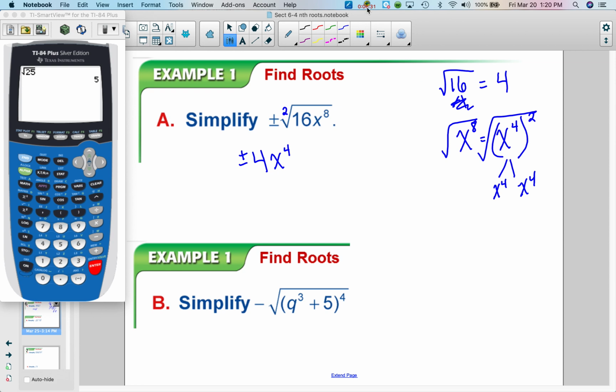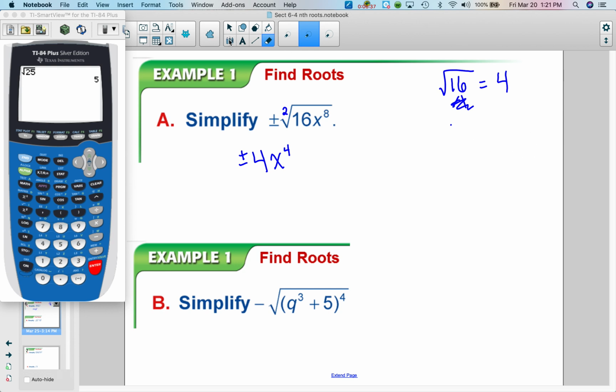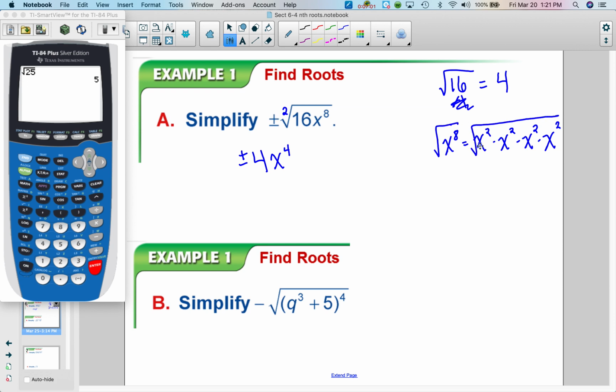So let me kind of redo what I was saying here. Let's think of this x to the 8th as x squared times x squared times x squared times x squared, because I'm taking the square root. So if I'm taking the square root of that, the square root of x squared is x, the square root of x squared is x, the square root of this x squared is x, the square root of this x squared is x, so I get x to the 4th power.